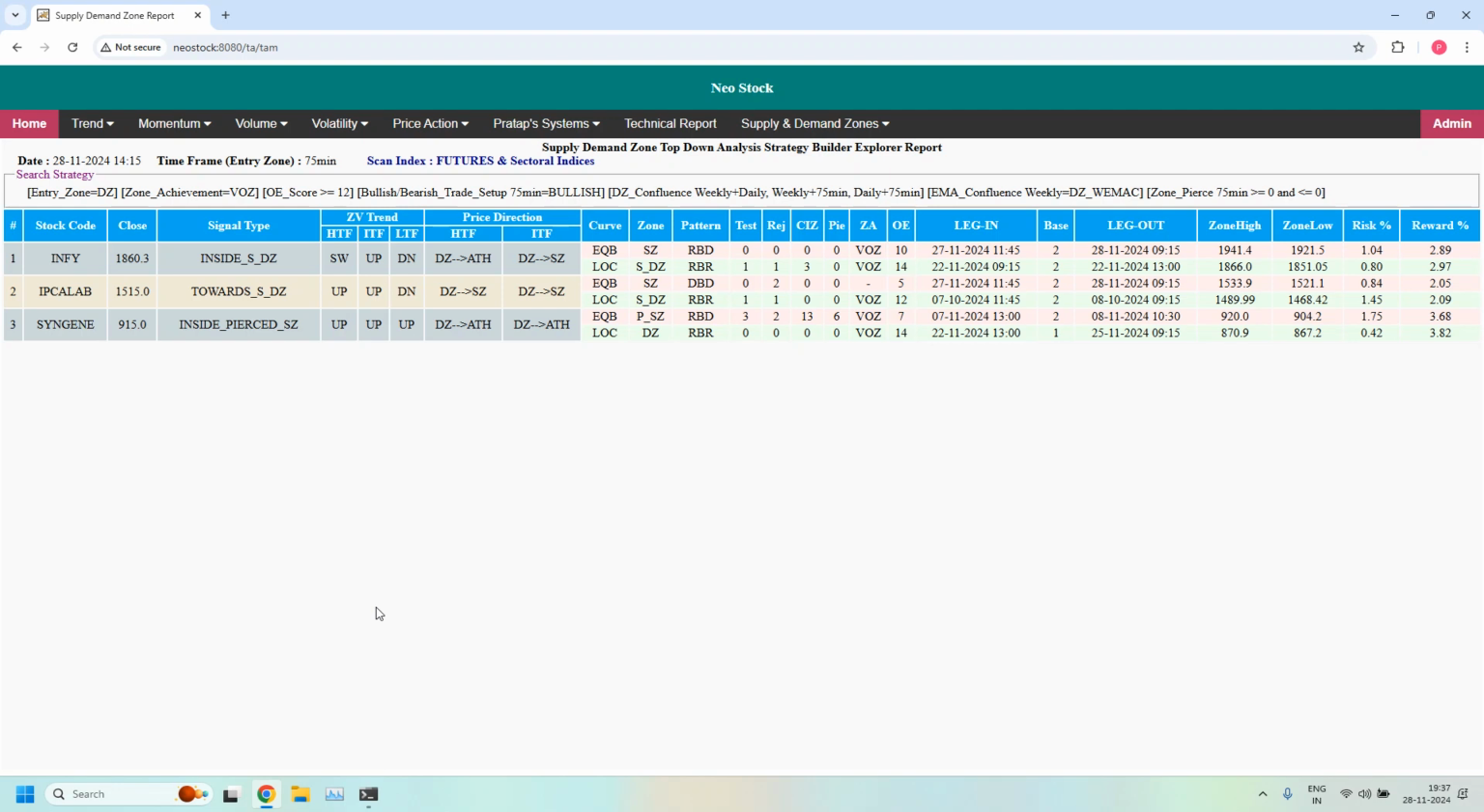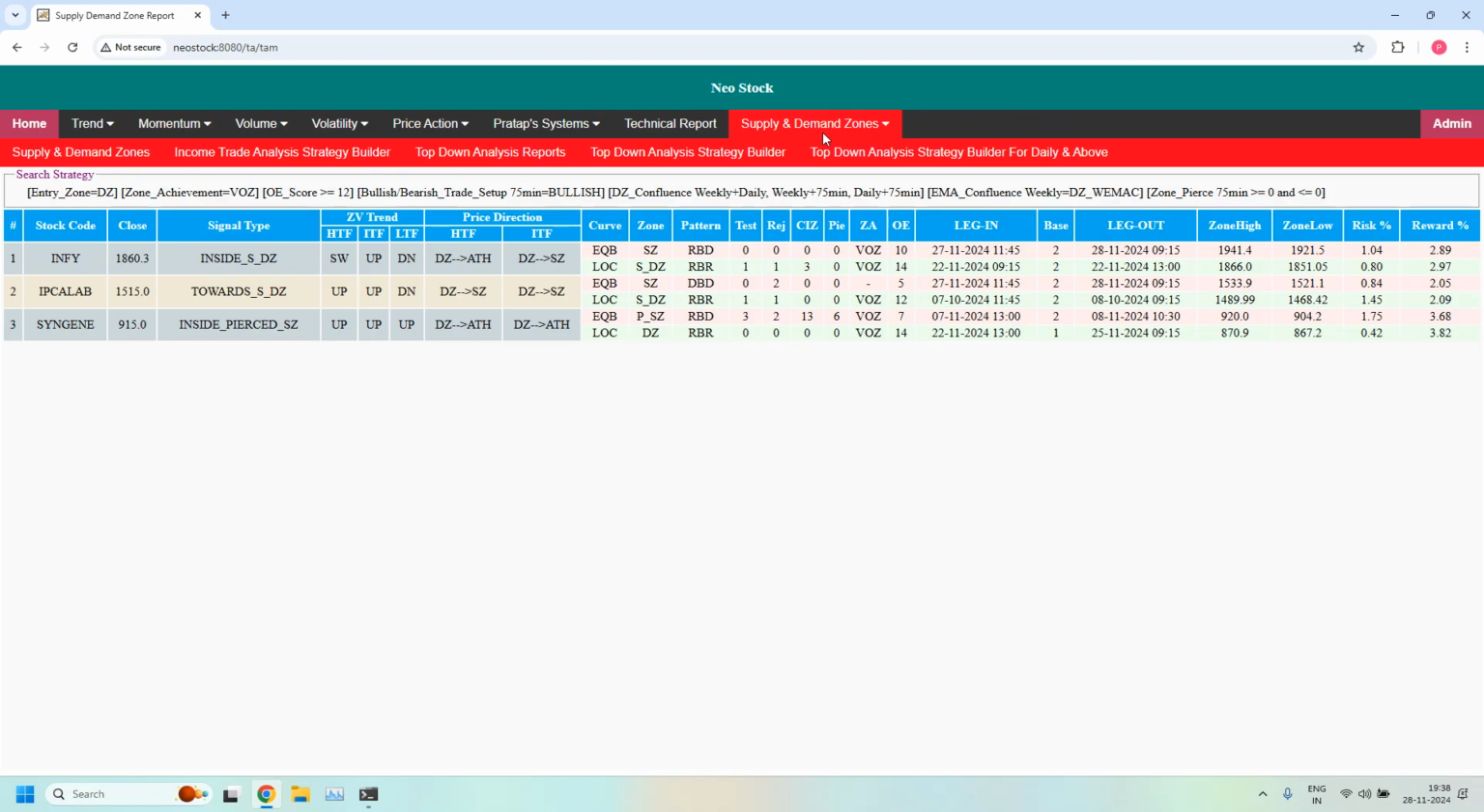We got 3 stocks. First one you can ignore because HTF trend is sideways. Remaining 2 are supporting EMA confluence. So the second and third stocks are even more high probability trade setup supported stocks. That's the demand zones. So this is about bullish trade setup for weekly income trade.